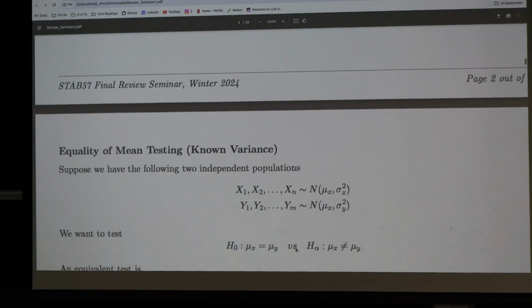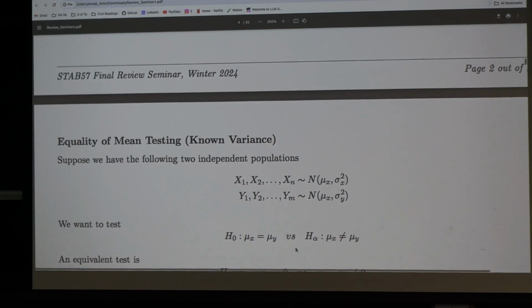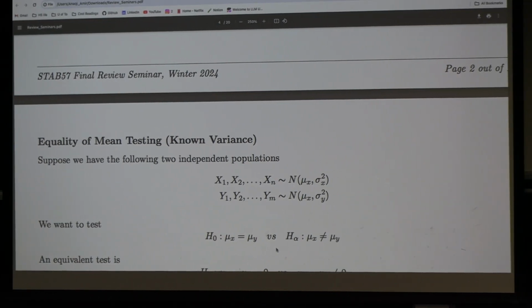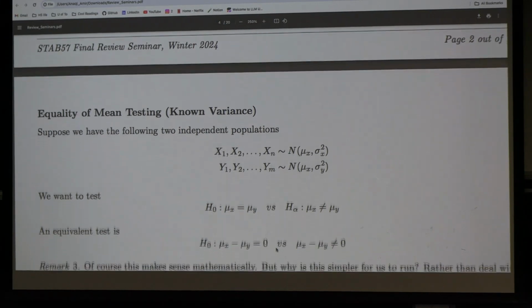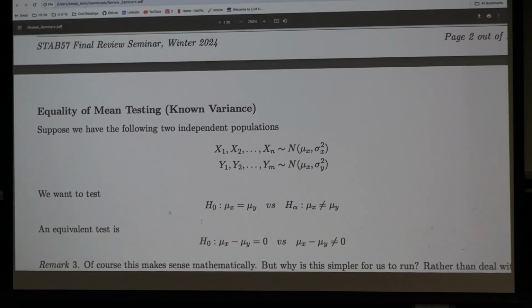Then, for equality of mean, it uses something similar. We are testing for whether the means are equivalent or not. And for that, it is actually the same as testing whether the difference between the means is equal to 0. Now, why is this convenient for us to test?